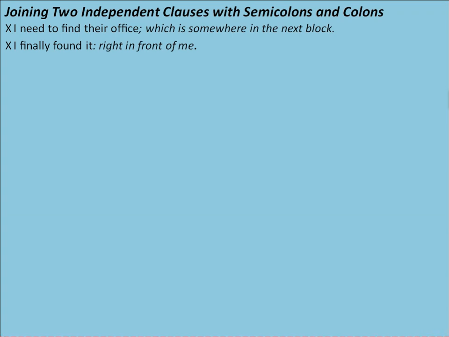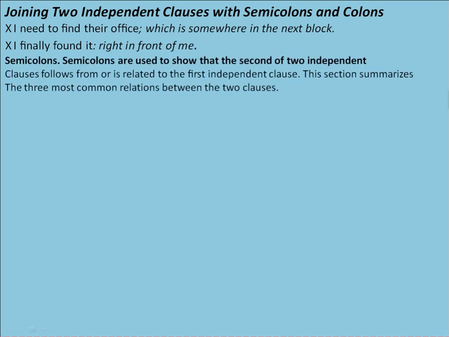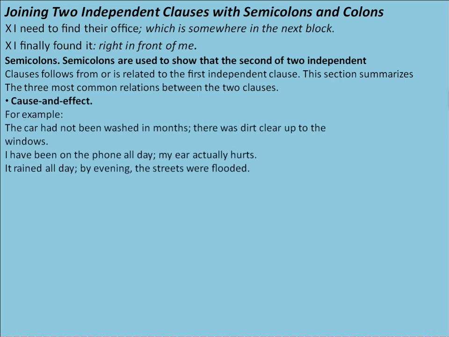So let's move on to the use of semicolons first. Semicolons are used to show that the second of two independent clauses follows from or is related to the first independent clause. Right, this section summarizes the three most common relationships between two clauses when you are going to use these. First is cause and effect. In cause and effect, the second independent clause results from or is a consequence of the first clause, like we did with "so."